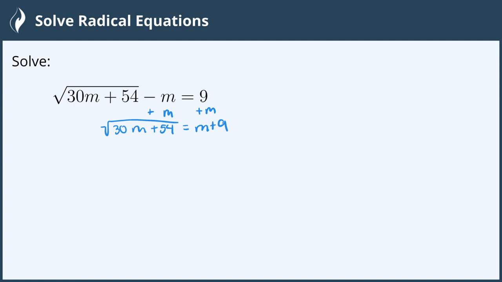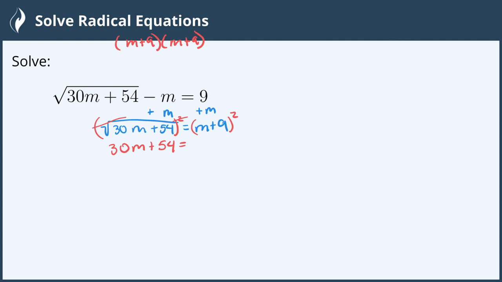Now that we have the radical isolated, we can go ahead and square both sides. This is why we isolated the radical, because when I square the square root, they cancel, and we're left with 30m plus 54. And on the right side, we have m plus 9 squared. This means that I have m plus 9 times m plus 9. And we can go ahead and FOIL this, or we can use the pattern for a perfect square, which squares the first, doubles the product, and squares the last. Either way works just fine.